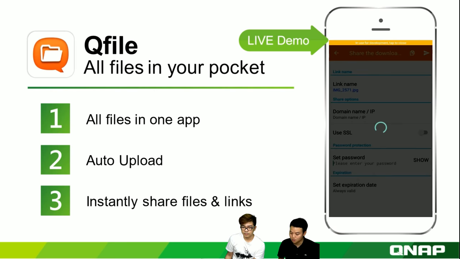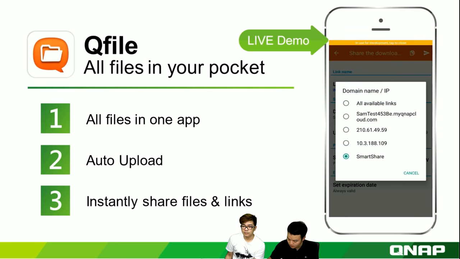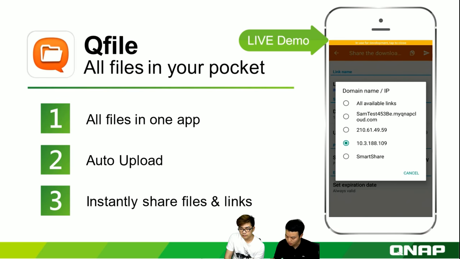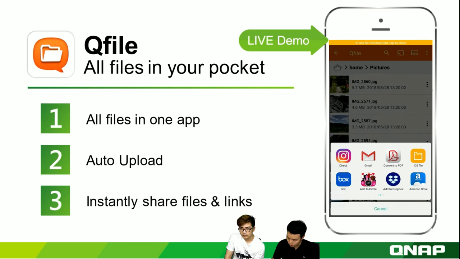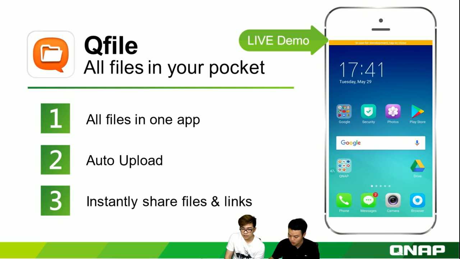So we just pick up five of them and share the download link over here. Actually, we've been covering this as well. This is the download link configuration panel. You can of course set a password if you need it. You can choose the method from LAN or SmartShare, something like that. Let's suppose everything is just cool and I'm ready to share these. I copy it. Basically, you have now copied the newly generated link.